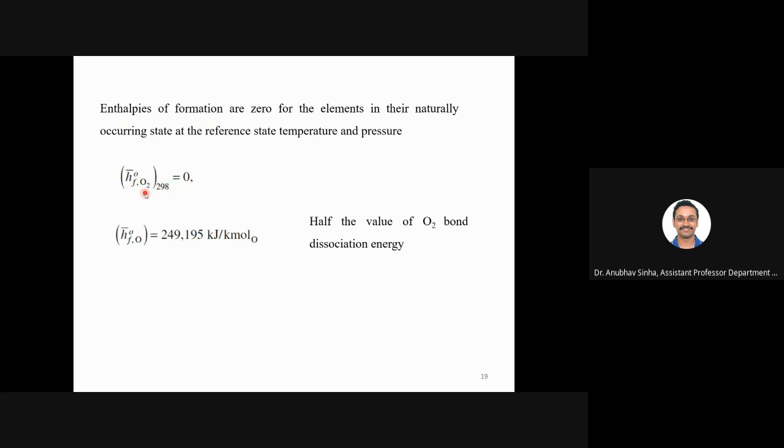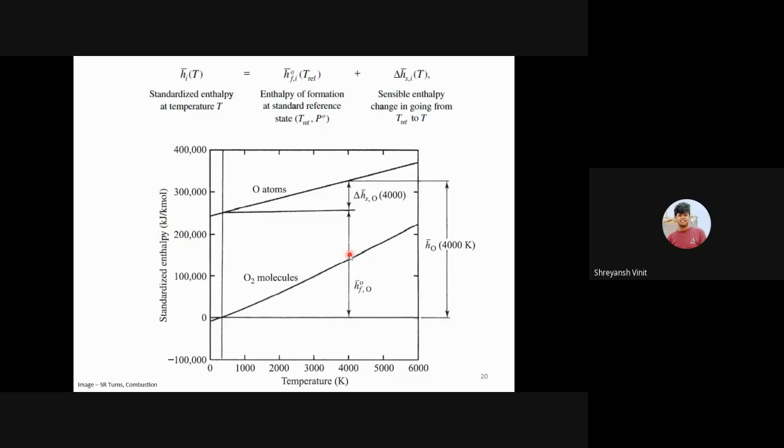Now the enthalpy of formation is 0 only for the oxygen molecule, not for the oxygen atom. If you talk about the atom, basically you are taking this molecule and breaking it into two. Here the bond dissociation energy will come into play. The total bond energy is spent in breaking these two atoms, so one atom will have half of the value of the bond dissociation energy. Is it clear? Yes, sir. Okay.